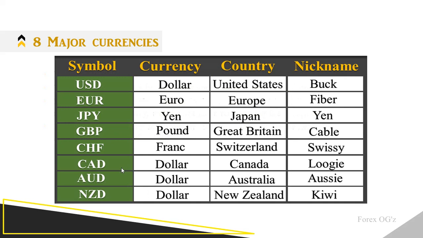These are our 8 major currencies. We have the USD, which is the United States dollar, and its nickname is the buck. We have the euro, which is the currency of Europe, and its nickname is the fiber. We have the JPY, the GBP, the CHF, the CAD, and the AUD and the NZD. Now you can just look here to get the name of the individual currency and the country where it is from and the nickname. So you have the buck, the fiber, the yen, the cable, the Swissy, the loonie, the Aussie, and the Kiwi.